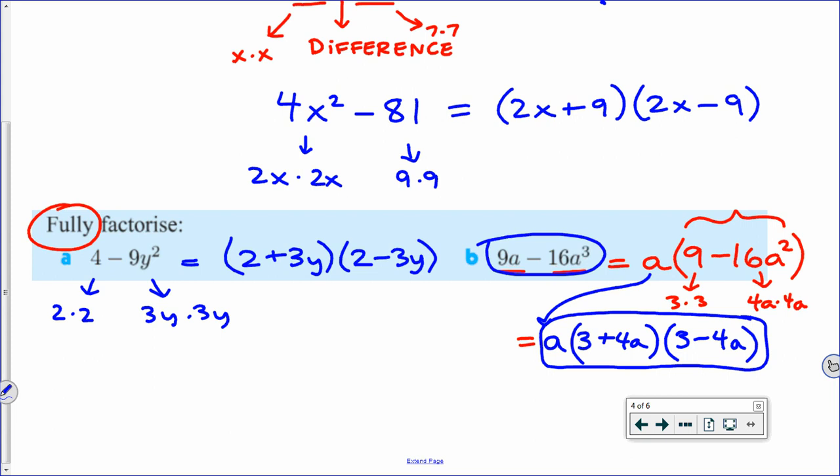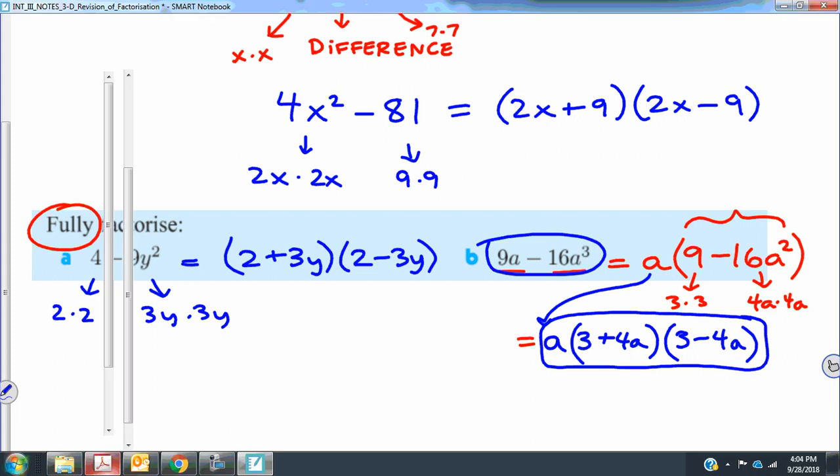So that should be enough examples to help get you through the homework. And that is all.